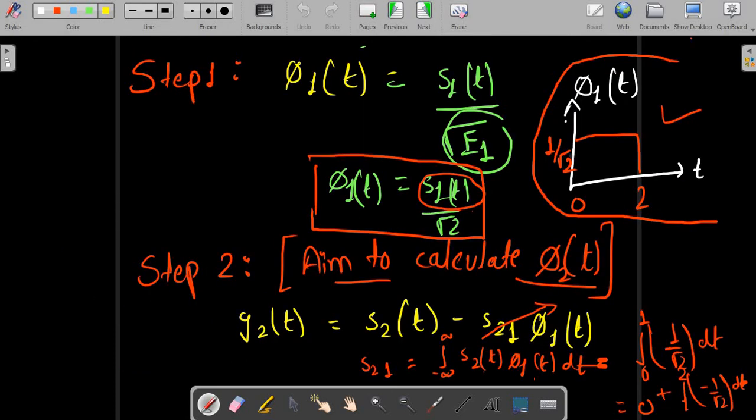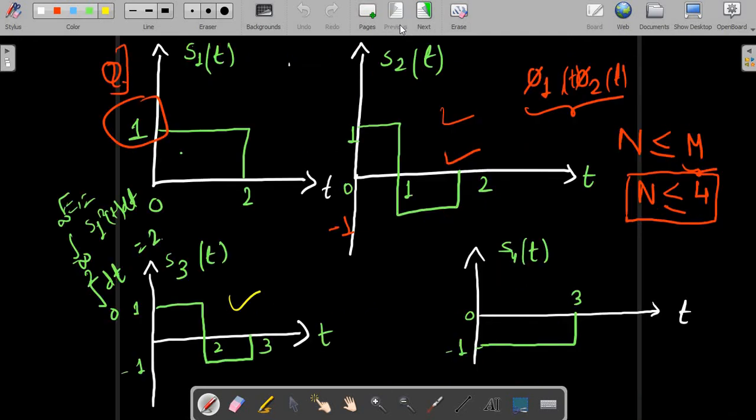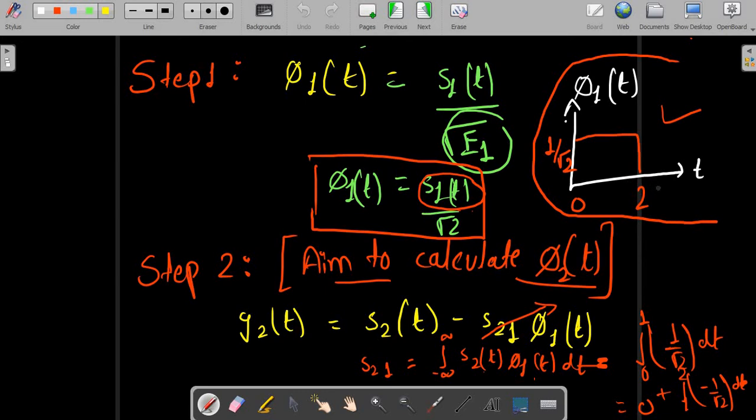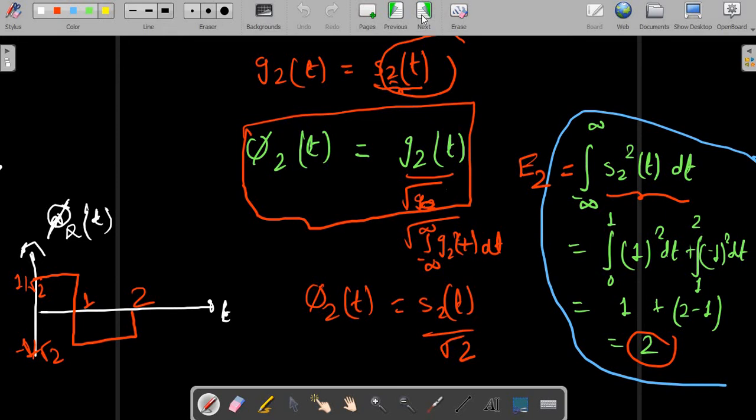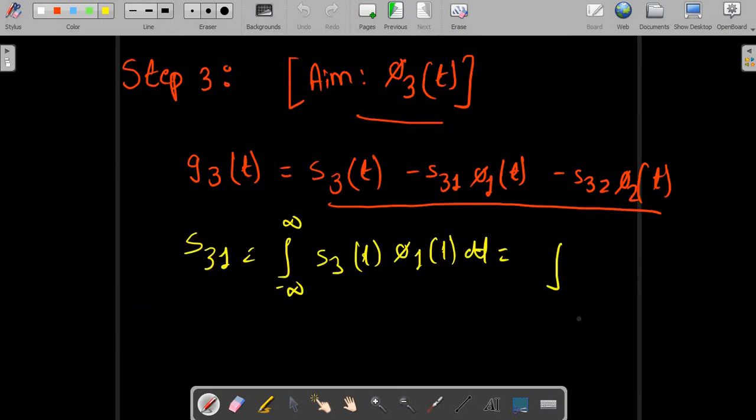From 0 to 2, phi 1(t) is constantly 1 by root 2, whereas s3(t) has breaks. You can see that s3(t) from 0 to 2 is 1, and from 2 to 3 it is minus 1. But since phi 1(t) is not present there, if we multiply, it will be 0, since multiplication with 0 is 0. So now we are left with only the limit from 0 to 2, the integral of 1 by root 2 dt.